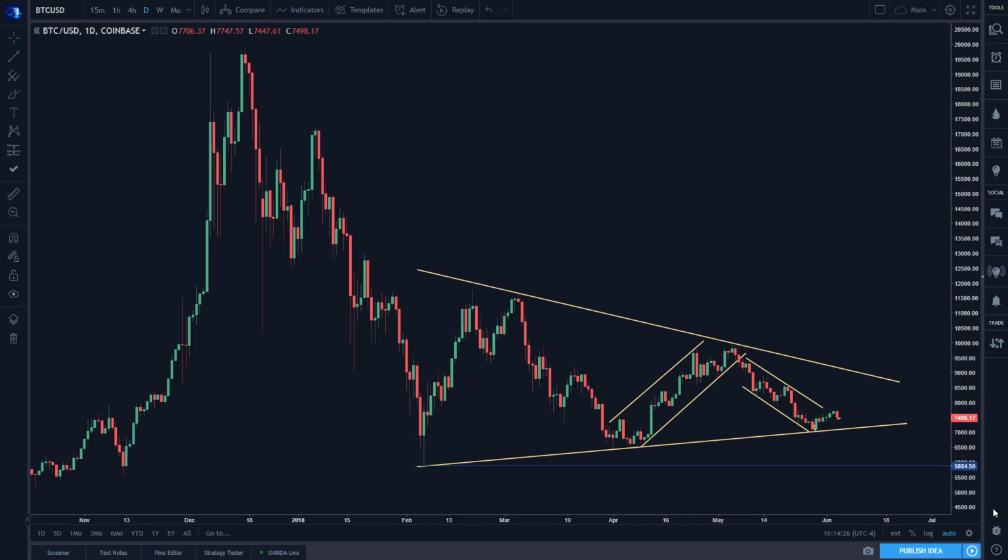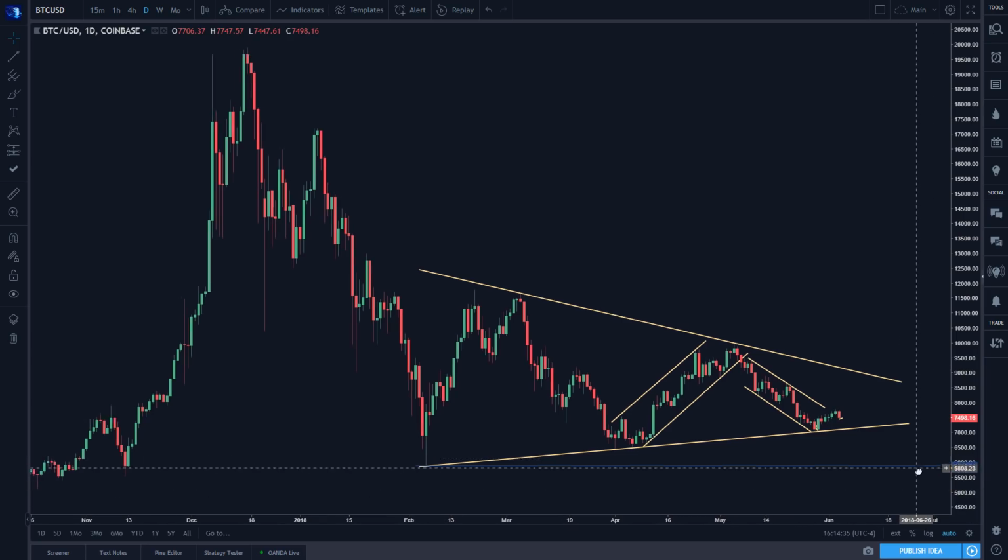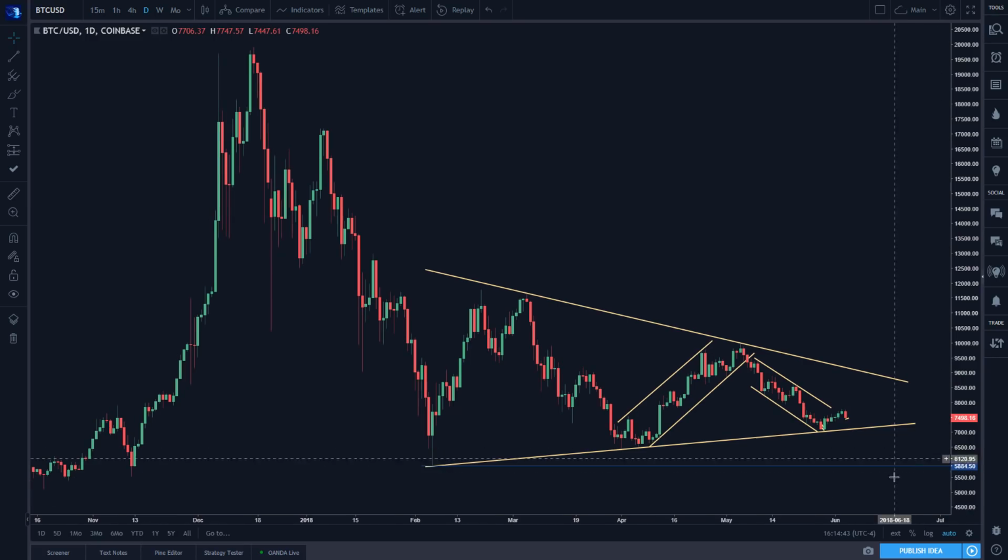Again, we're looking for more downside for Bitcoin. I would just watch the double bottom area and see if we hold it. If we don't, I would watch this area here, 5,800, as a point to watch. It's not set in stone, it's not guaranteed, but it's something we want to watch.